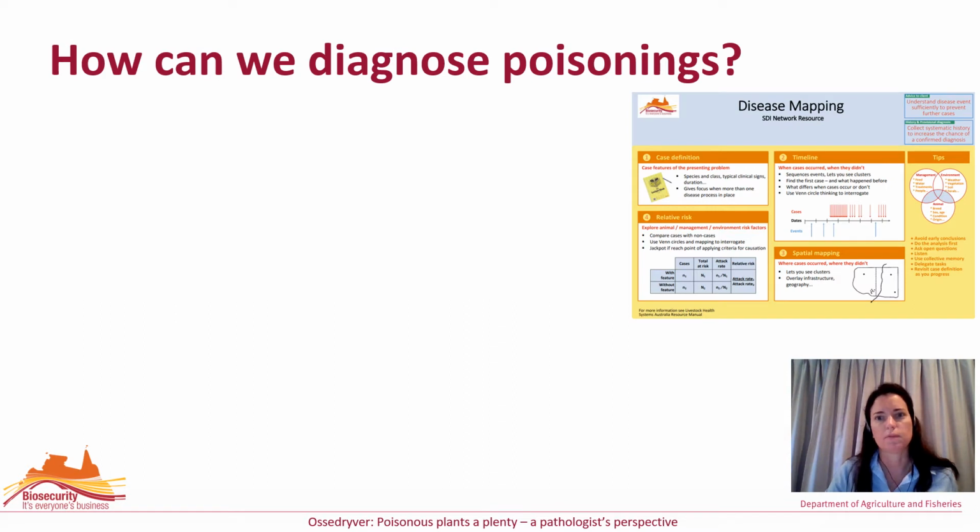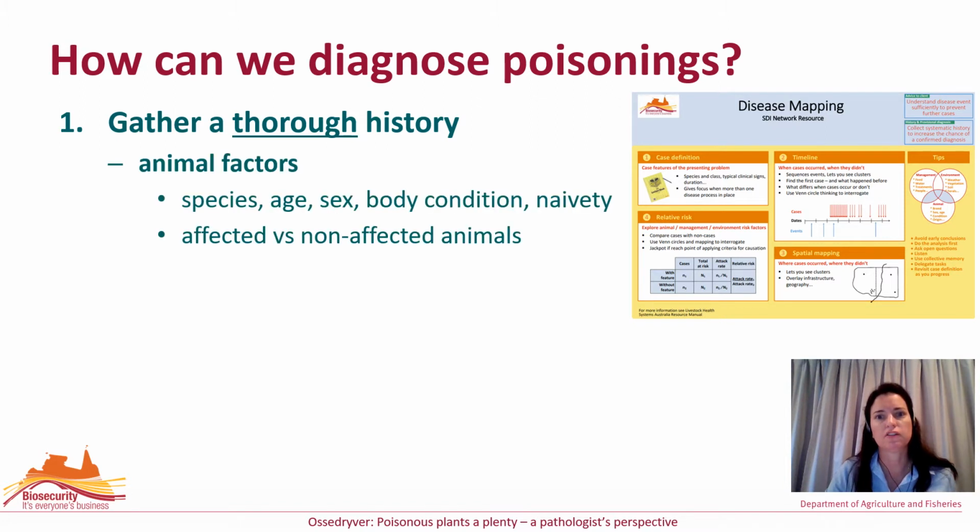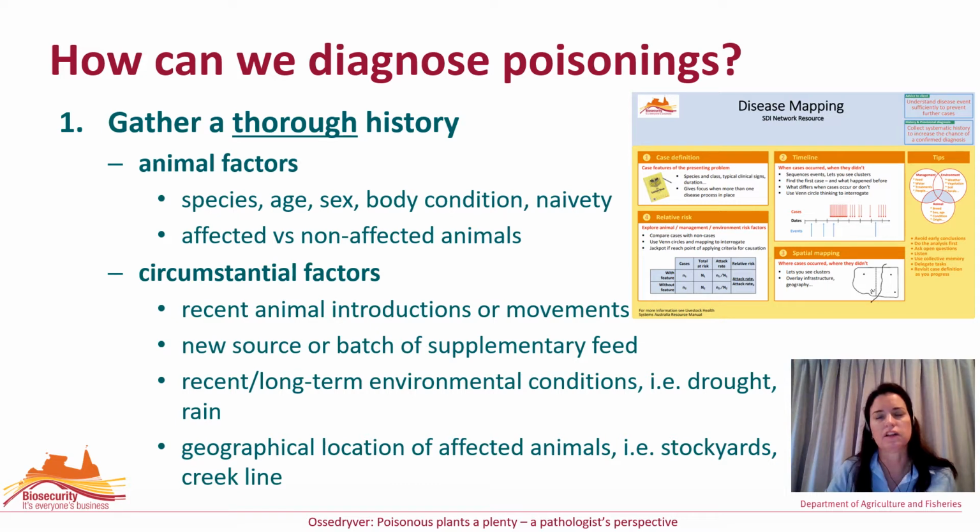So now that we might be suspicious of a poisoning, how do we go about making a diagnosis? Just like any other disease investigation, it is important to be thorough and follow a systematic approach. Firstly, obtain a thorough history from the property owner or manager. Include animal-specific information and any particular circumstantial factors that may be critical in implicating a source, such as a change in weather, new batch of feed, or recent animal movements. Referring to something like the NABS disease mapping resource can assist in prompting you through all the necessary steps.